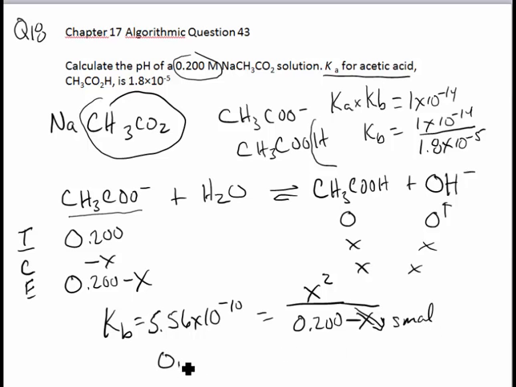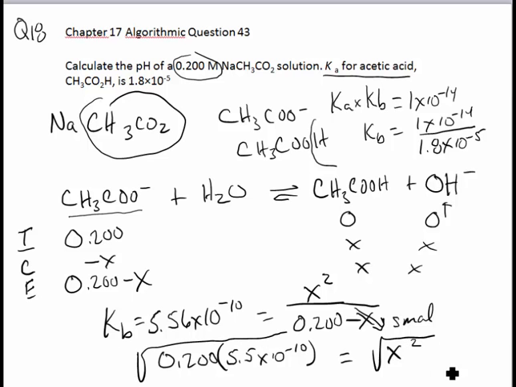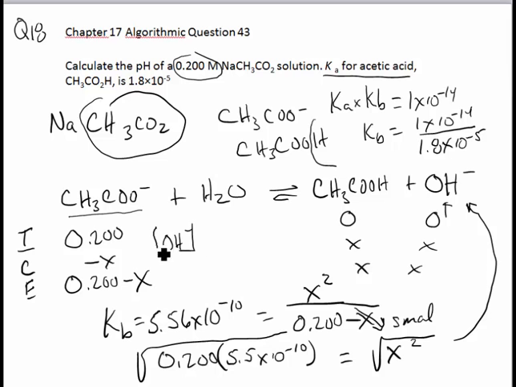So this becomes 0.200 times 5.5 times 10 to the minus 10 is equal to x squared. So I'm going to take the square root of both sides to get my x, which, remember, my x is my OH minus concentration. Now I've run out of space here, so I've got to slide that in. The answer to that calculation is, so this is the OH minus concentration is equal to 1.05 times 10 to the minus 5th.